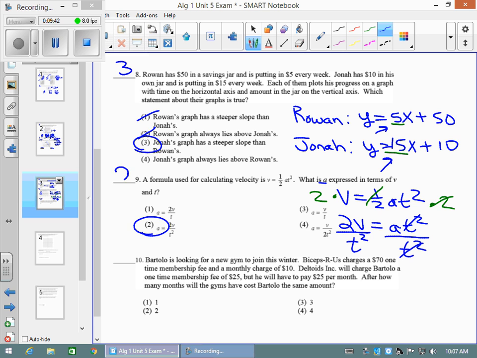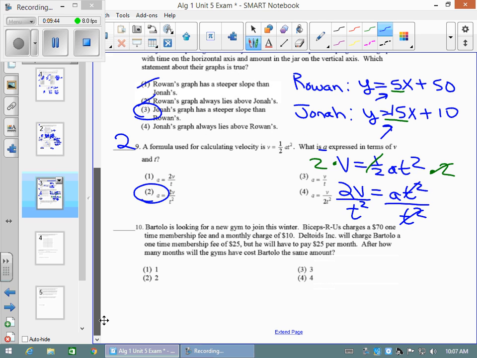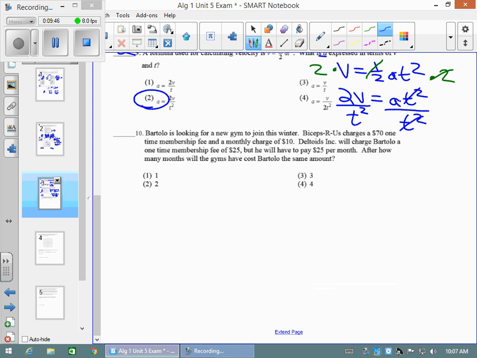Looking at number 10, Biceps RX charges $70 as their one-time membership fee and a monthly charge of $10. Okay, so Biceps RX's cost is $10 a month plus 70. X is the number of months here, and we can call this y. Y is representing the total cost. We're just going to label this with a b so we know that's Biceps RX.